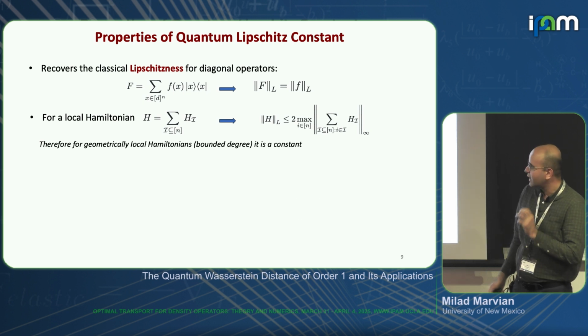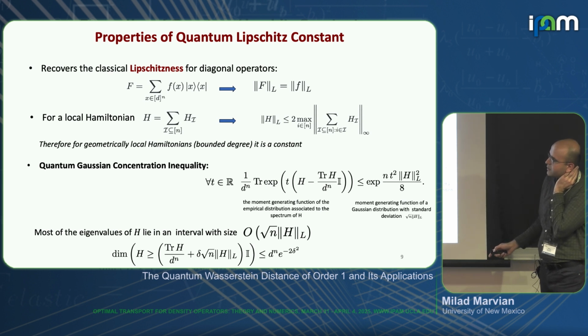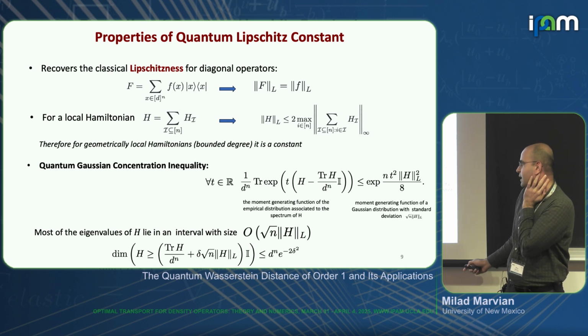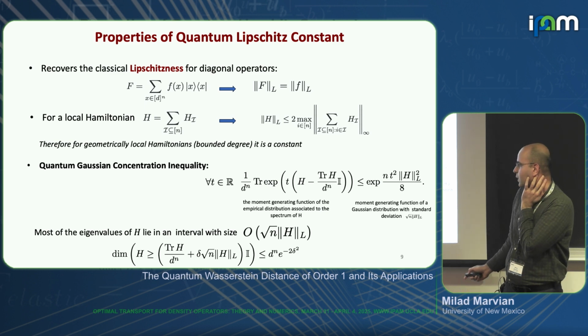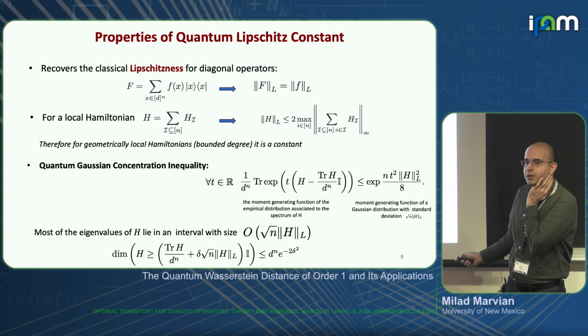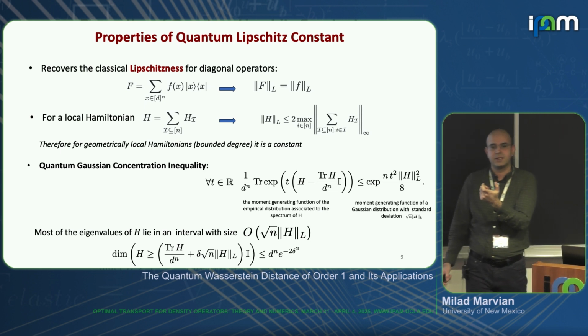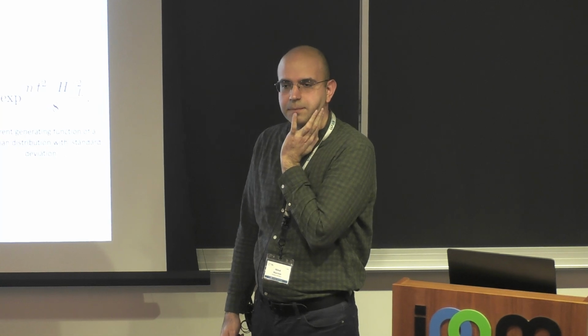Okay, why should I care? Because you can also show that you can prove some concentration type results for this distance. What you can show is that if you look at the eigenvalues of some Hamiltonian, they are mainly concentrated in this region. And the important thing is that the Lipschitzness of the operator shows up here. So if you know that for your Hamiltonian this Lipschitzness is small, you know that their eigenvalues are all concentrated around some region.